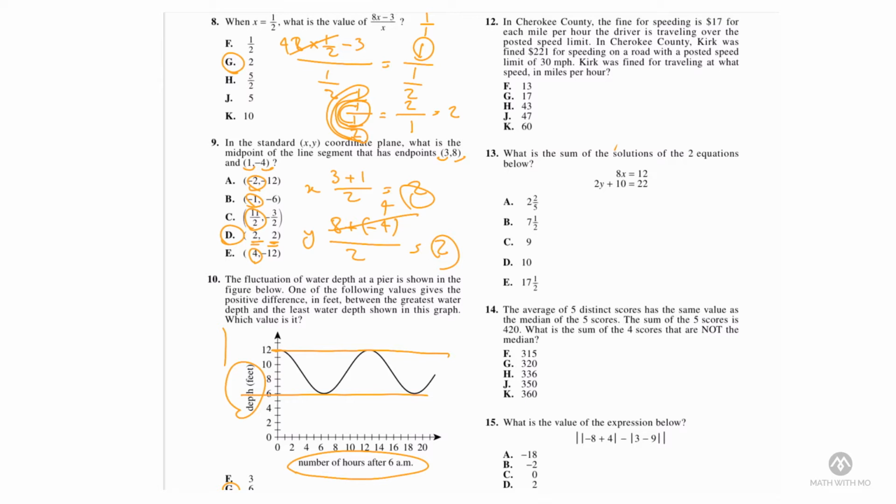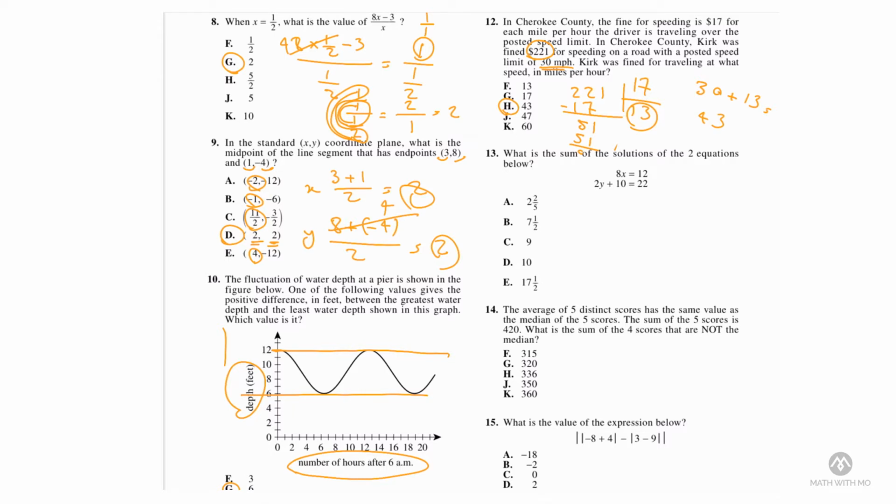So we know that it's $17 for each mile per hour. So if I divide the fine that he had, 221, by 17, it becomes 13, right? So it means he was 13 miles per hour above the speed limit. So he was traveling at 13 plus 30, which is 43.